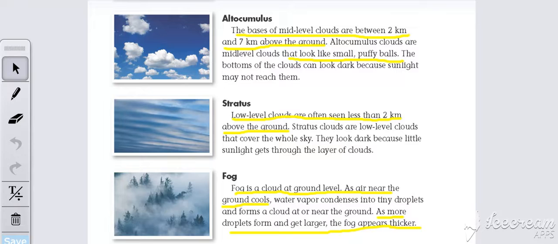The fifth type is the fog. The fog, of course, is a ground-level cloud. When the air near the ground cools, the fog forms, and we have seen it many times in the winter. As more droplets form and get larger, the fog appears thicker. You can see it on the glass of your car.